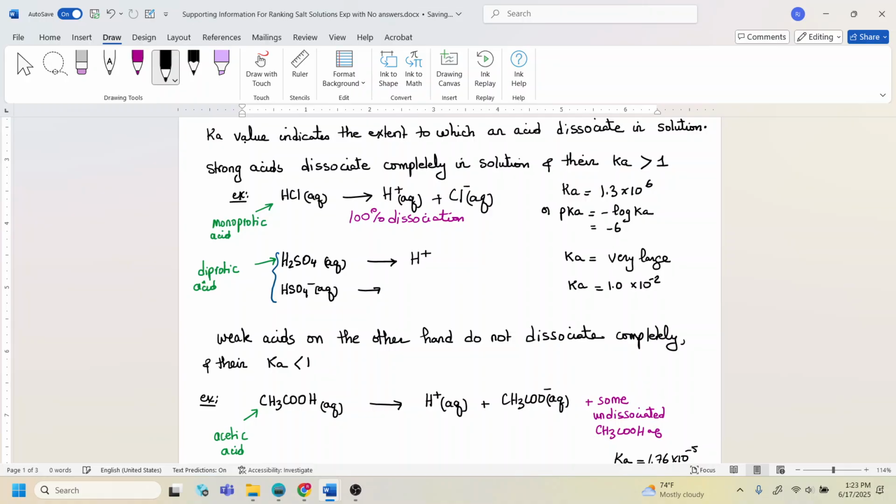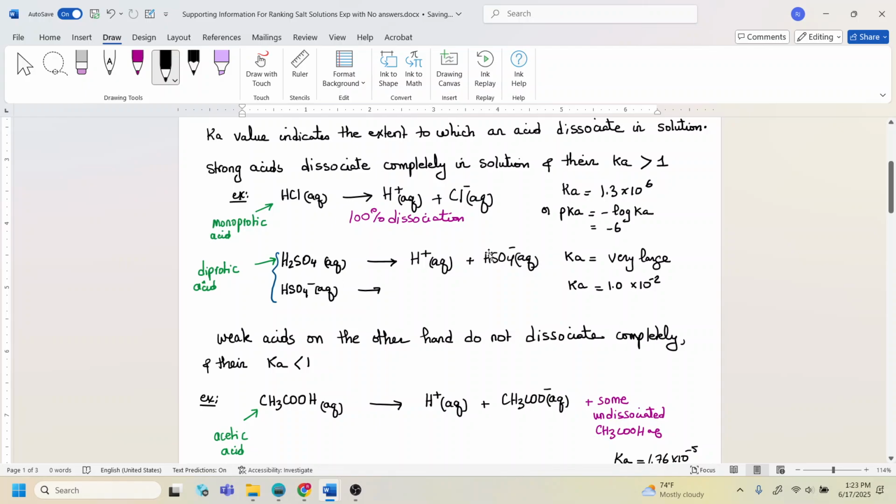And the first hydrogen is going to dissociate. This is a diprotic acid into H plus and HSO4 minus. So the first dissociation for the first hydrogen there is going to be 100% dissociation, reflecting its high Ka.